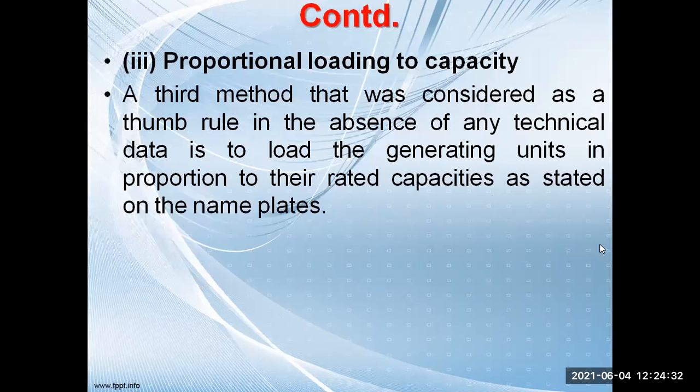Now, last one, there is proportional loading to capacity. This third method is considered a thumb rule in the absence of any technical data: load the generating units in proportion to their capacities as stated in the nameplate. In the nameplate, some capacity is written, maybe 500, 200, 300, 400, like that. Whatever capacity is written in the nameplate is the rated capacity.